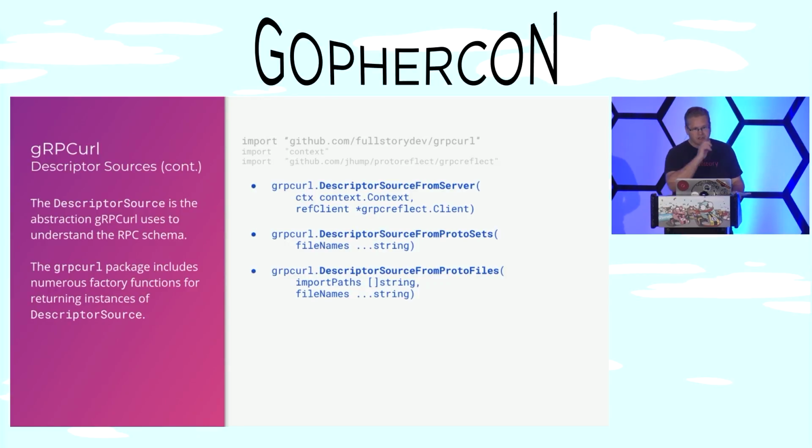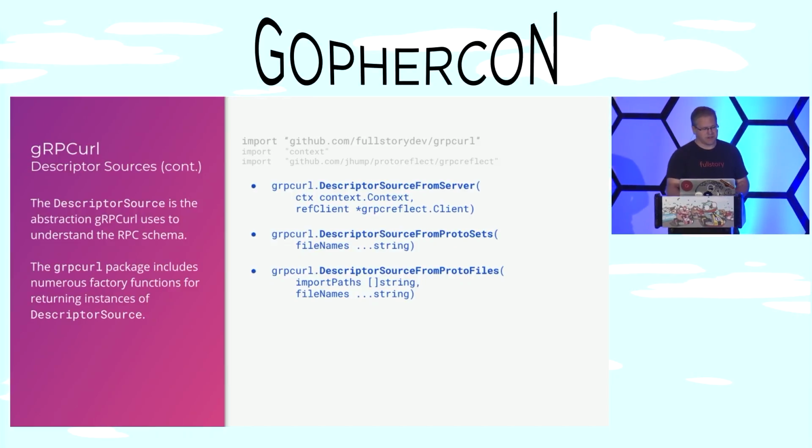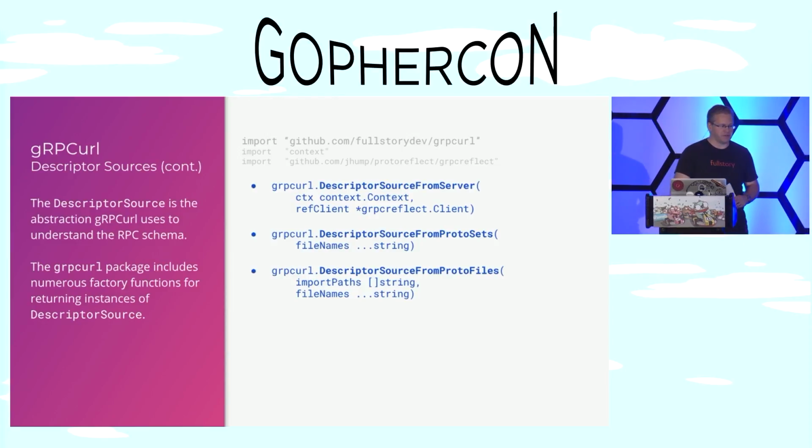But if the server does not support server reflection, we can still, like we talked about before, build descriptors from protosets and by parsing source code. So we have factory methods here to create a descriptor source from compiled descriptor files or file descriptor sets, or even from proto source files. We can parse and compile those into descriptors.